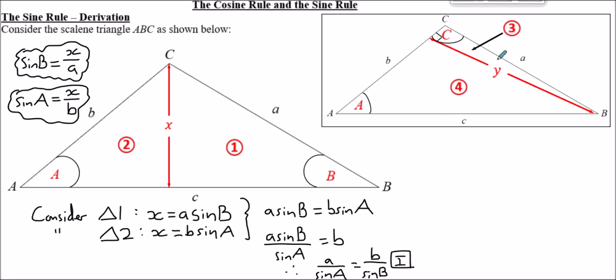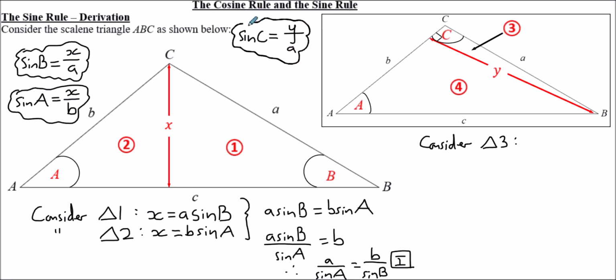I'm now going to do more or less the same thing to this triangle up here, considering the smaller triangles, triangle 3 and triangle 4. And so from this one up here, let's just consider triangle 3. So if I apply the sine rule to triangle 3, the angle in question I've got here is C. And so sine C would be the opposite side. Opposite to C is y, divided by the hypotenuse. If the hypotenuse is the side opposite to the right angle, in this case, opposite to the right angle would be a.